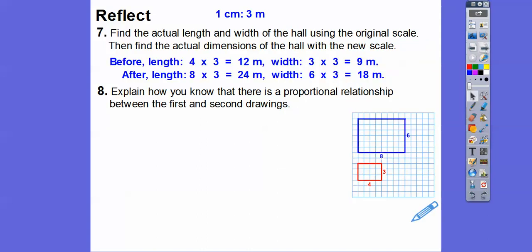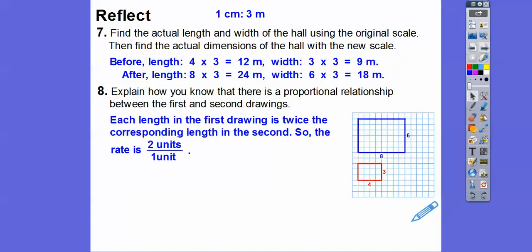So explain how you know that there is a proportional relationship between the first and the second drawings. Well, each length of the first drawing is twice the size of the corresponding length of the second drawing. So the rate, or the proportion, is 2 units to 1 unit right there.